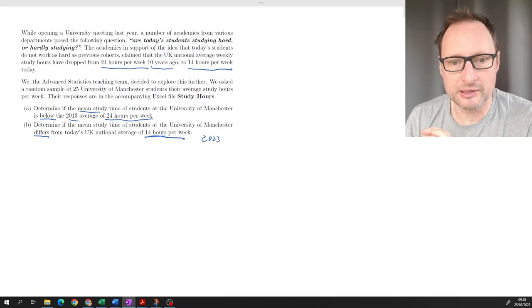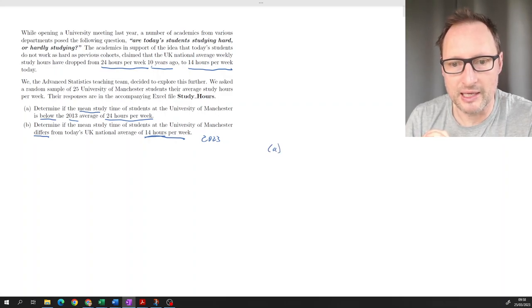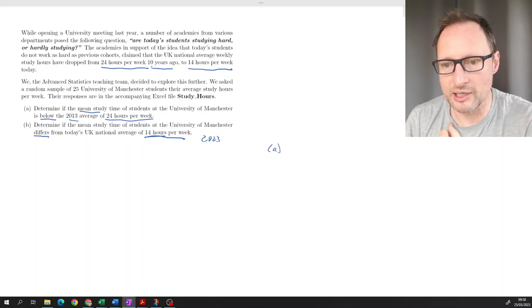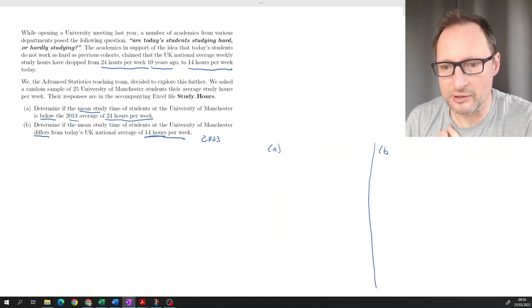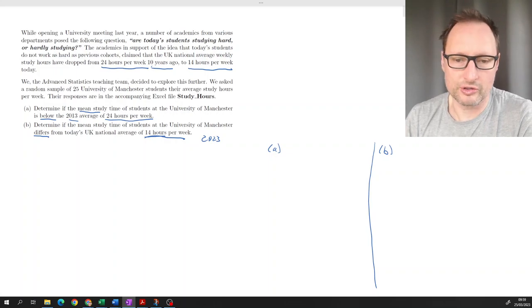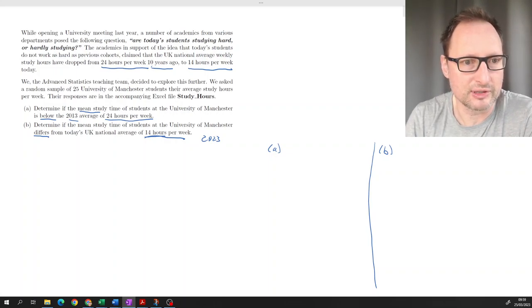So we'll do two hypothesis tests, and we do them in parallel. So we have problem A, we do here, and then we'll draw a little line here. We'll do problem B on the right-hand side. So let's first write down the hypotheses here.